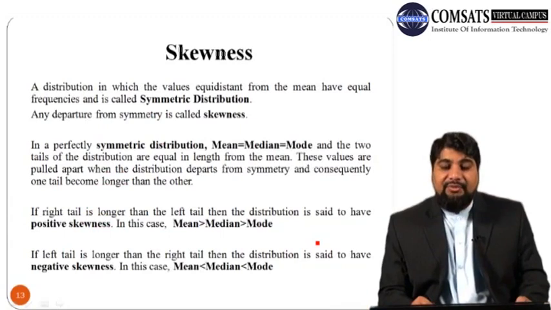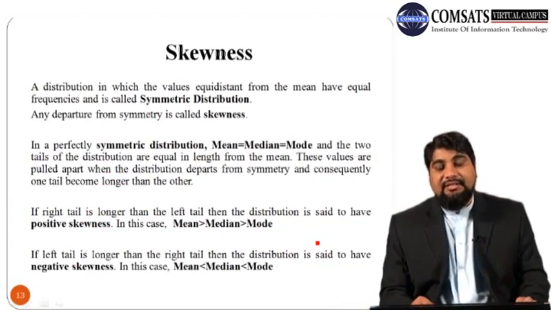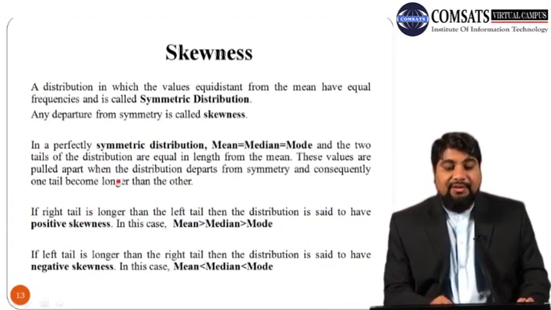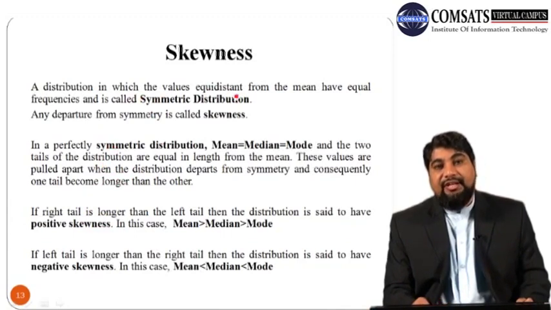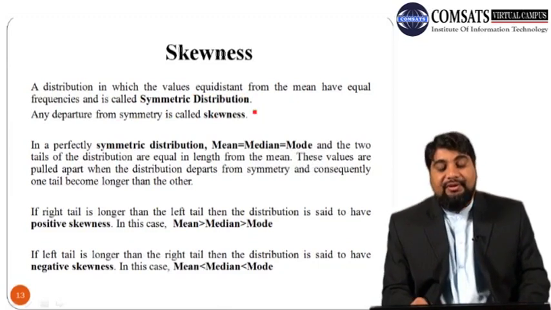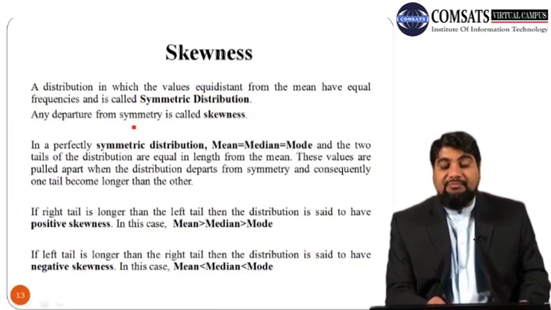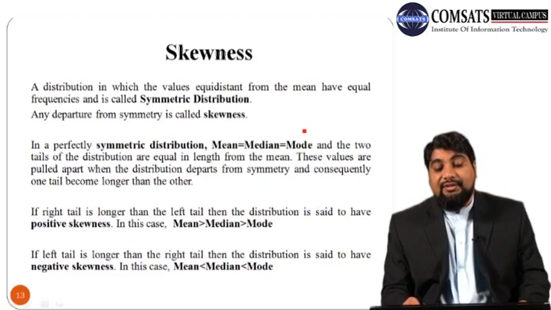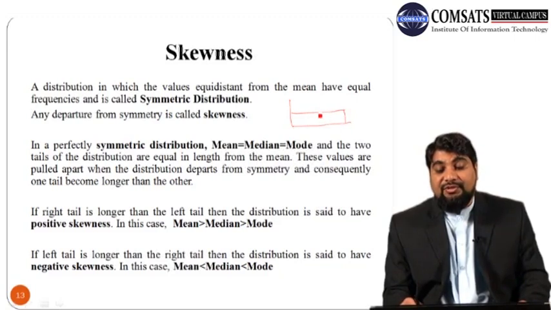So next we discuss one very important concept, which is the concept of skewness. A distribution in which the values equidistant from the mean have equal frequencies is called a symmetric distribution. Any departure from symmetry is called skewness. So let us consider here a distribution which is the uniform distribution.